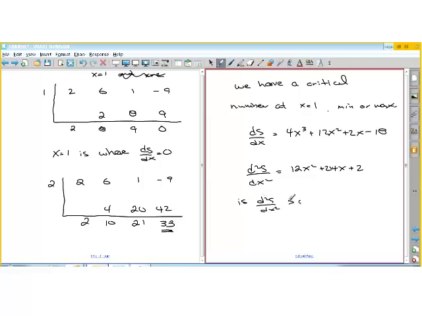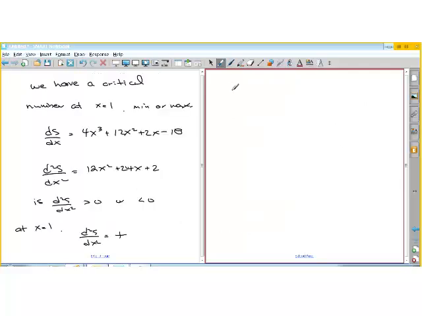Okay, now the question is, is the second derivative greater than 0 or less than 0 at x equals 1? So we plug x equals 1 in there, and you can see almost immediately that it's positive, because all these are positive and you're putting a positive number in. So you get 12 plus 24 plus 2, which would be 38, which is positive. Okay, so positive second derivative.